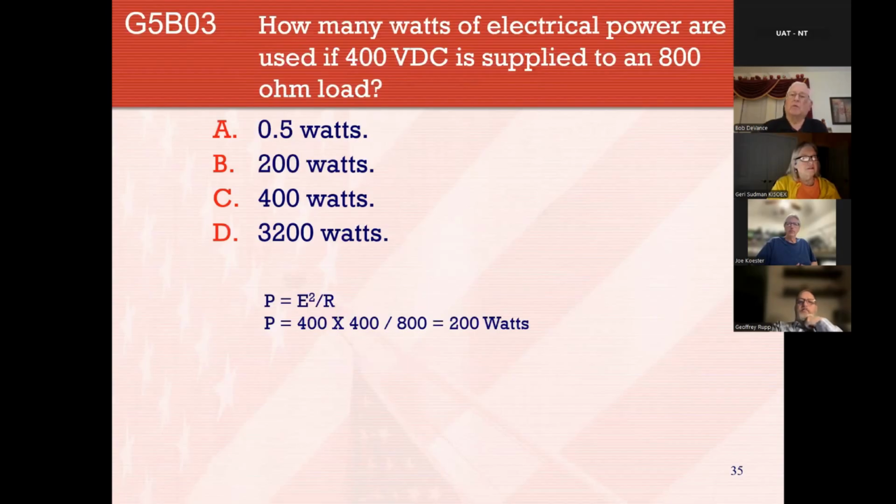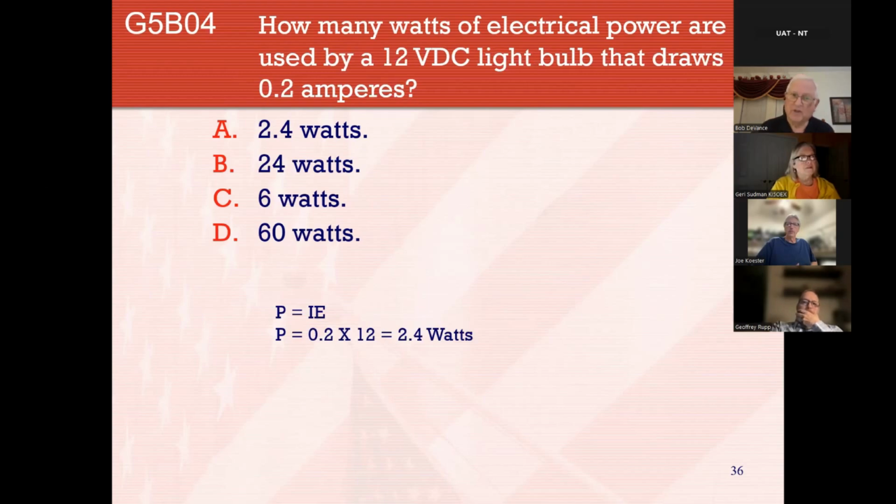How many watts of electrical power used if 400 volts DC is supplied to an 800 ohm load? Again, just using Ohm's law and the power formulas again, and we come up with 200 watts. And that is the correct answer. Again, if you're like me anyway, when you see this question again, 200 watts will just pop out to you. I mean, it's pretty obvious that that's what it is. You don't actually have to compute it.